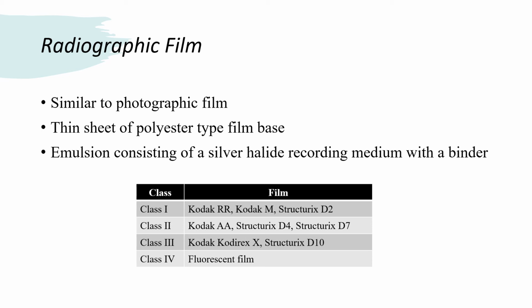There are various classes of film and their characteristics, that is class 1, class 2, class 3 and class 4. Class 1 is Kodak RR, Kodak M and Structurix D2 film. For class 2, Kodak EE, Structurix D4 and Structurix D7 are used. Kodak Kodirex, Structurix D10 is used as class 3, and fluorescent film is used as class 4. These are the radiographic films.